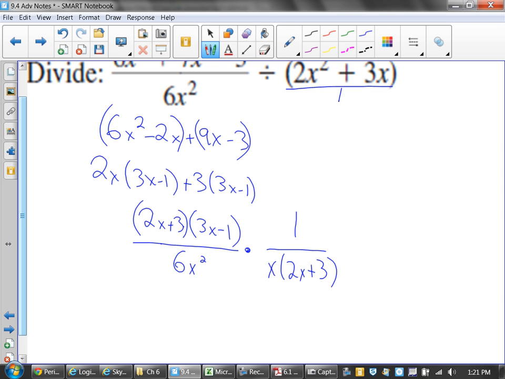From there, you will be able to simplify. What simplifies out? The 2x plus 3 goes away. And is there anything else that I can do? No. So when I rewrite this out, it gives me 3x minus 1 over, well, what's 6x squared times x? 6x cubed. And I'm done. I cannot simplify any further. Nothing else drops out.